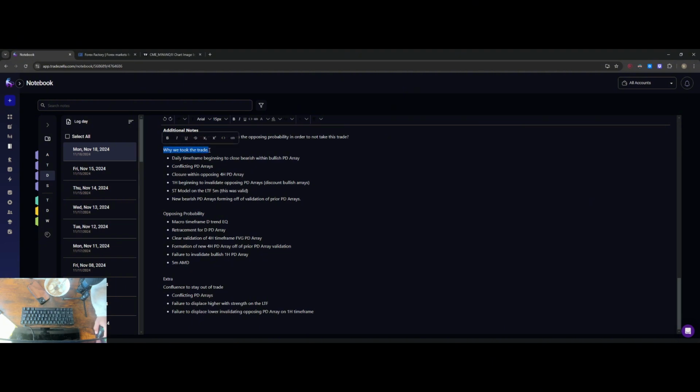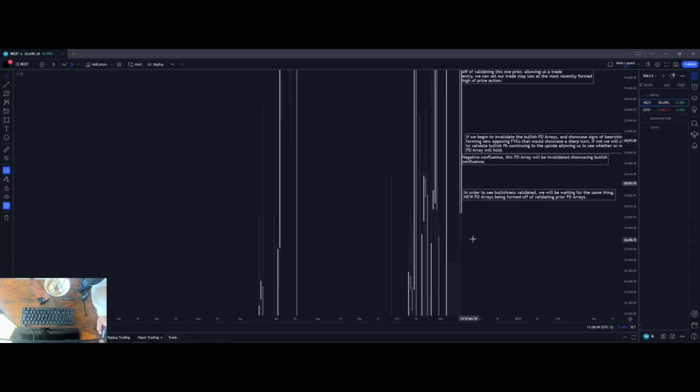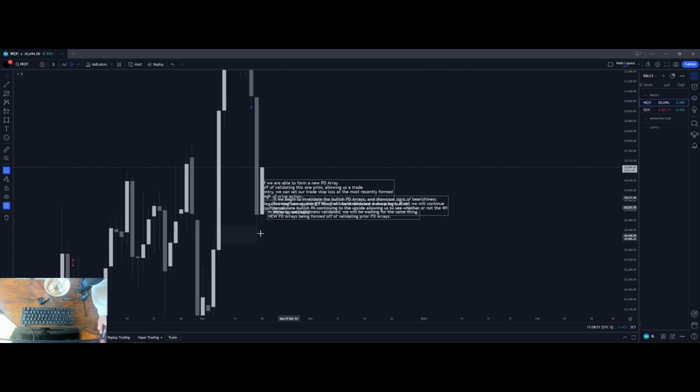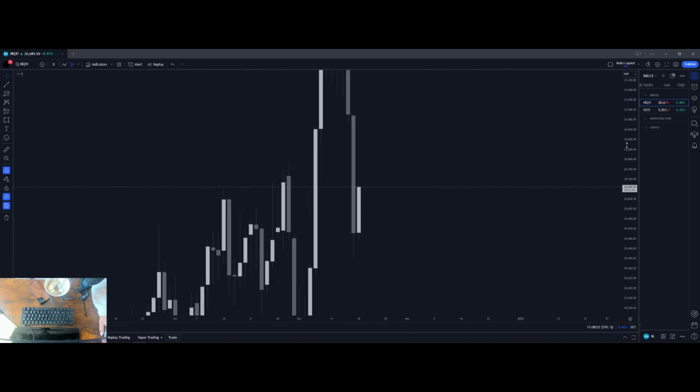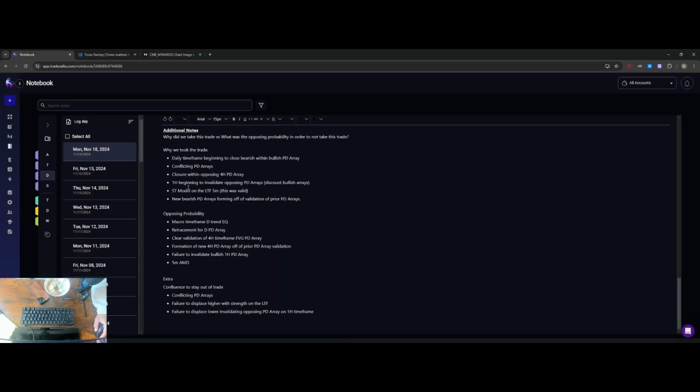Why we took this trade: daily time frame beginning to close bearish within a bullish PD array. Okay, that's beginning to showcase signs of bearishness. We see that on the daily time frame. This is how we got our bearish trade confluence. Okay, solid. What next? Conflicting PD arrays.